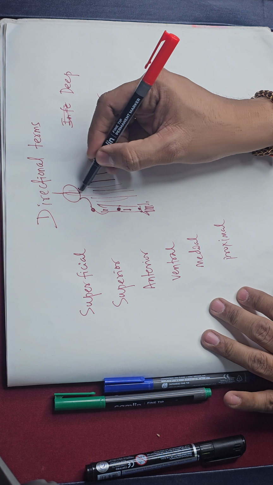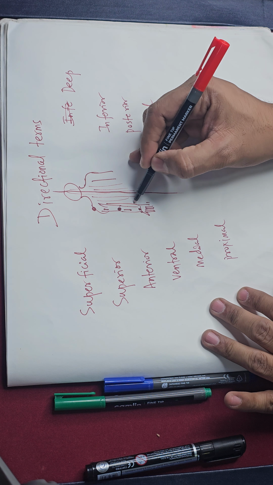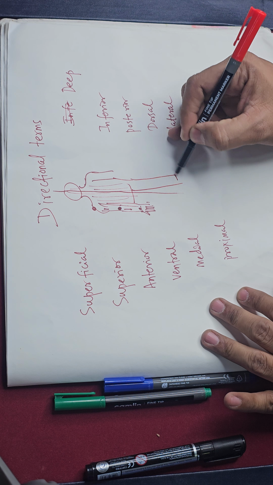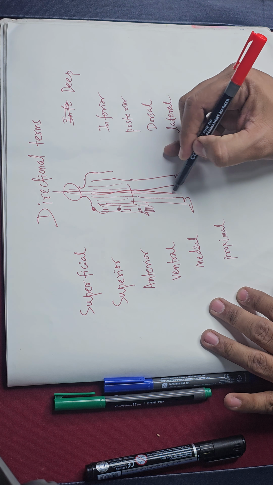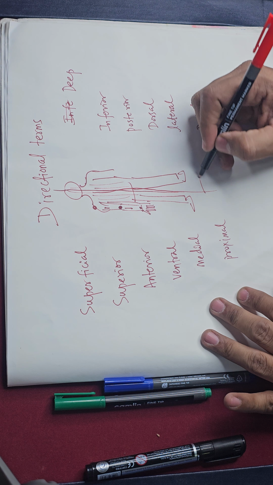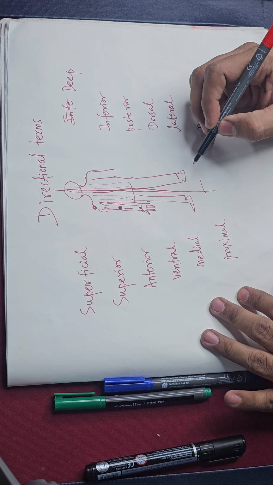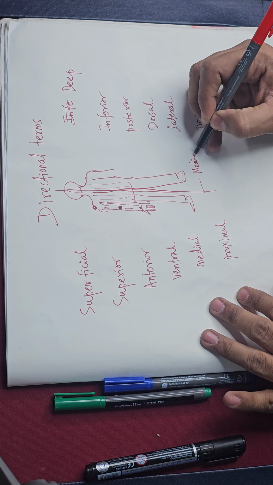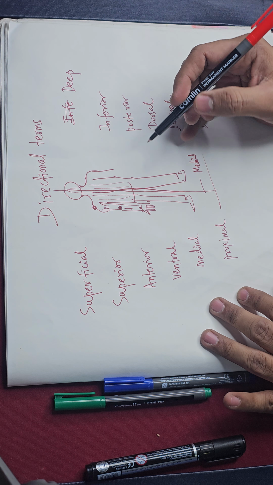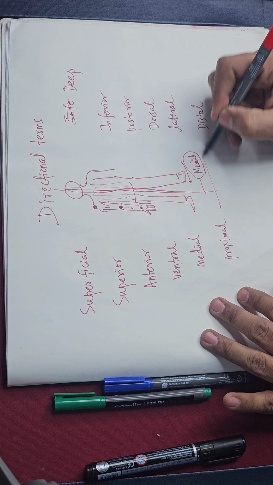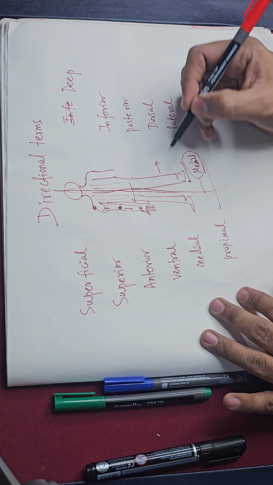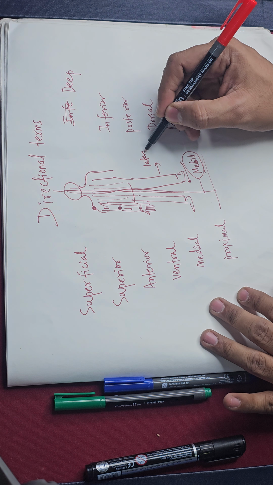If I draw this body, a midline which divides the body into two halves, an imaginary structure dividing the body into two halves, I can call it median, midline, center of gravity, whatever you like. Anything which is towards the midline can be called medial. Anything away from the midline can be called lateral.